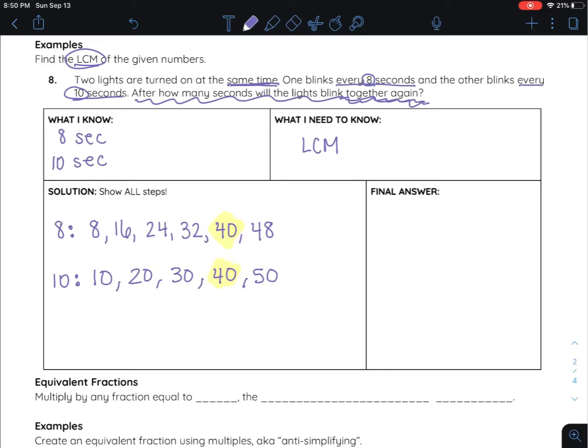Now when we answer this, yes, the LCM is 40. But the question's asking after how many seconds will they blink together again. So I'm just going to write 40 seconds. I'm not going to say LCM.